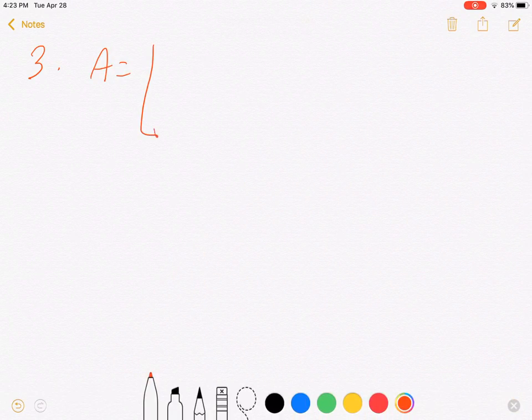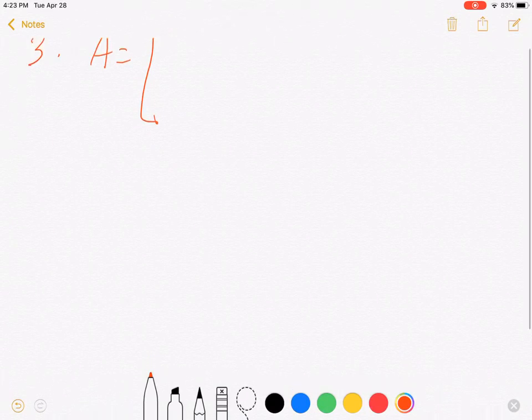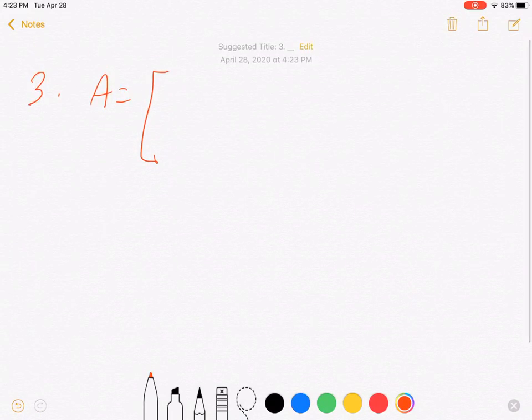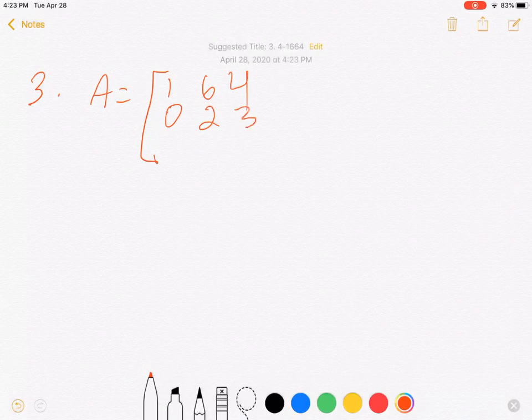Right, here we go. Number 3. Okay, number 3 says find the inverse of the matrix A below. So A is the matrix. Oops, sorry. It scrolled a little bit. Don't want that to scroll. 1, 6, 4, 0, 2, 3, 0, 1, 2.